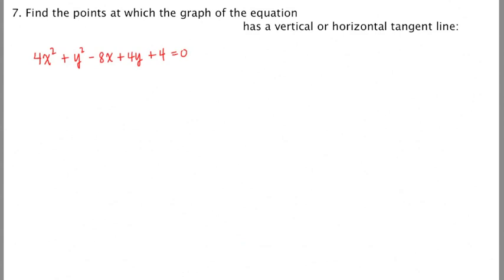In our next example, they ask us to find the points at which the graph of the equation has a vertical or horizontal tangent line. So we know that there's going to be a vertical tangent line when the slope is undefined, and a horizontal tangent line when the slope is equal to 0. And we know that we find slope by finding derivatives. In this case, to find the derivative, we're going to need to use implicit differentiation.